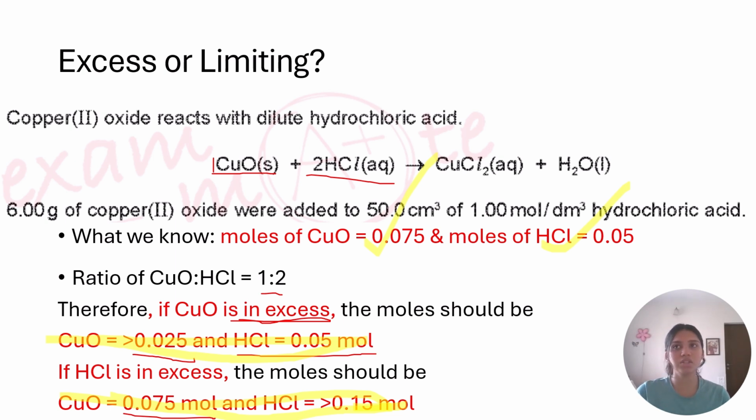But here they've asked you what is in excess, and here you know that copper oxide is in excess because it's a 1:2 ratio. There is 0.05 moles of HCl, which would need 0.025 moles of CO to react, but there are 0.075 moles of CO present in the solid. So that is more than what is required. So CO is in excess.